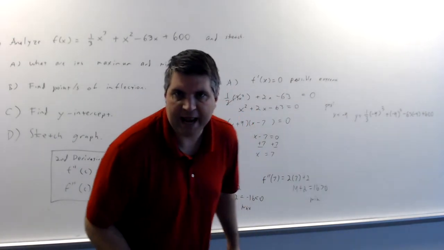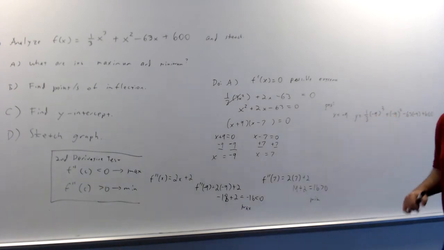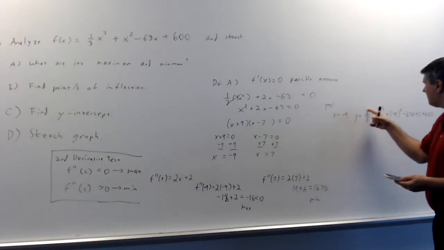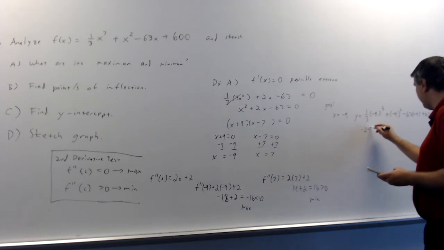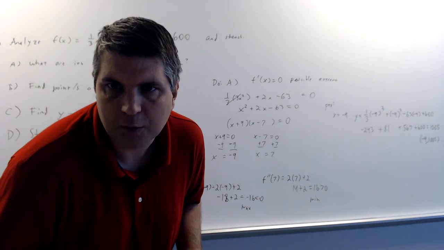So the points. At x equals negative 9, y equals 1/3 times negative 9 cubed, because you use the original function to find the y coordinates, plus negative 9 squared minus 63 times negative 9 plus 600. So negative 9 cubed is negative 729. Negative 729 times 1 divided by 3 is negative 243, plus 81. Two minuses make a plus, so 63 times 9 is 567, plus 600 gives 1,005. So this point is negative 9, 1,005.